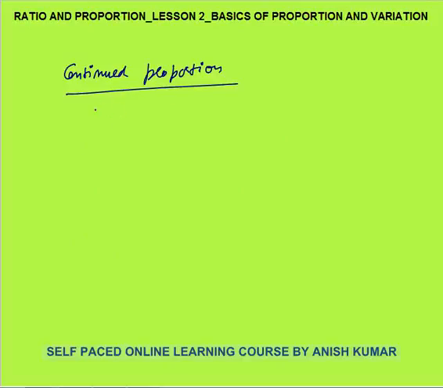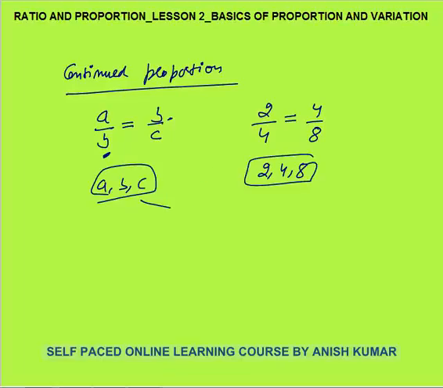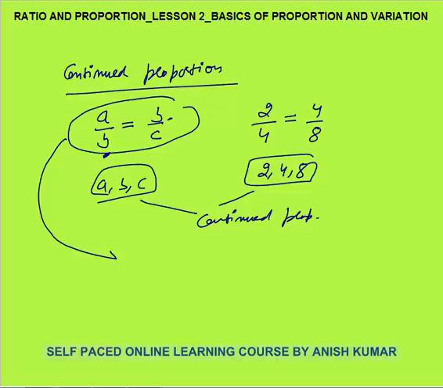Next is continuity proportion. How is it different from proportion? If I say A by B is equal to B by C, now this is different from A by B is equal to C by D. Here the first ratio denominator is B and the second ratio numerator is B. That is the meaning of continuity proportion. For example, if I say that 2 by 4 is equal to 4 by 8, can I say that 2, 4, 8, or you can say that A, B, C, they are in continued proportion? Now you can see that there are so many things we can conclude from here. This is equal to B square will be equal to A into C.